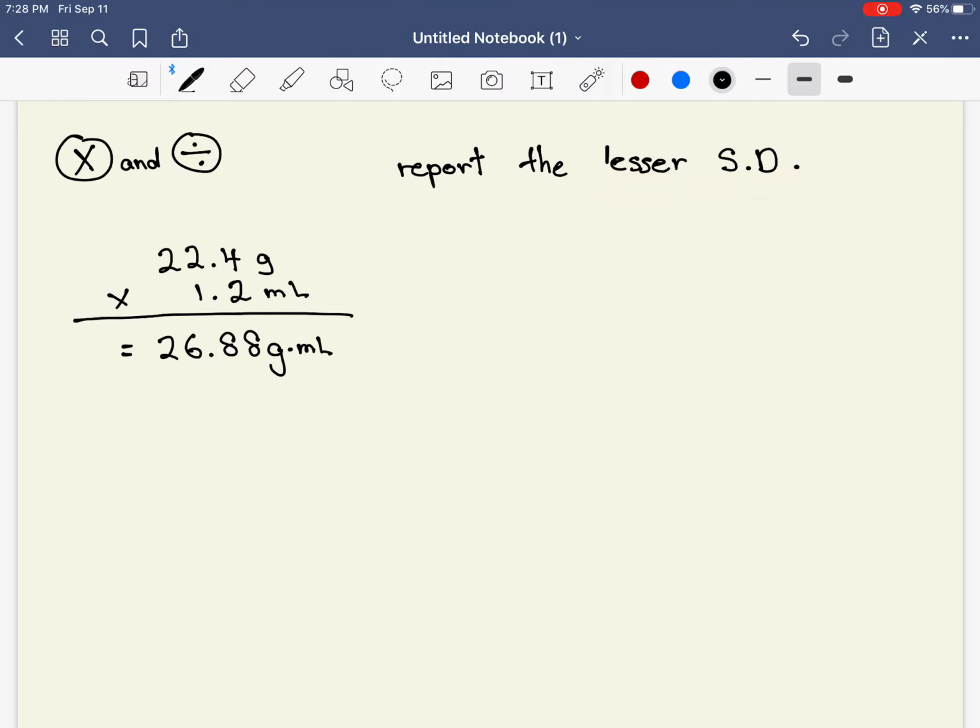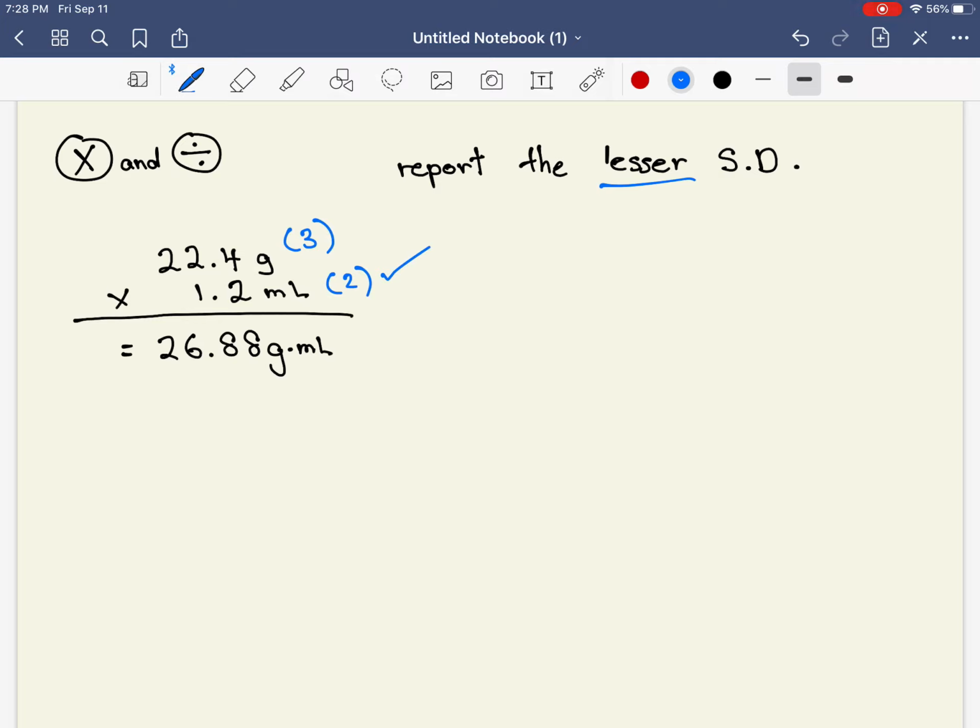So you take a look at the two numbers. This number right here, 22.4, there's 3 significant digits here. Look at this number, 1.2. There's 2 significant digits here. Who wins? Well, the one that is lesser is going to win, right? So 2 beats out 3. So your answer should be reported to 2 significant digits. Not 2 decimal places. No.